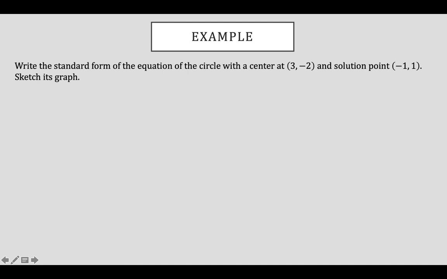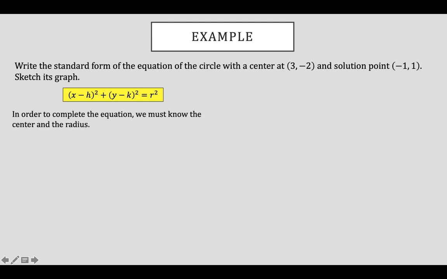All right, another one here. Write the standard form of the equation of a circle with a center at 3, negative 2, and a solution point negative 1, 1. Sketch its graph. Again, here's our standard form. Should be locked in your brain by now. Again, what are the two pieces of information we have to have? Well, we have to have the center and the radius.